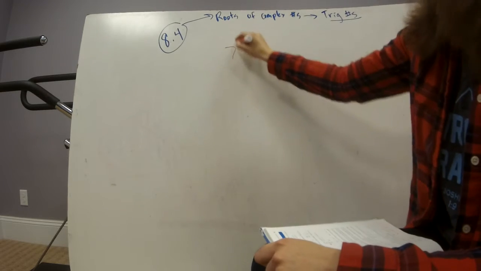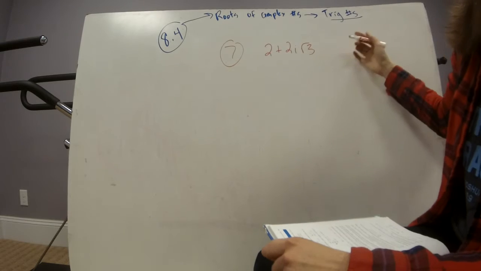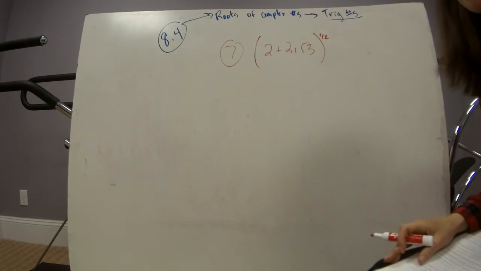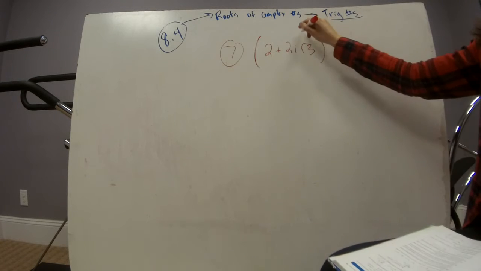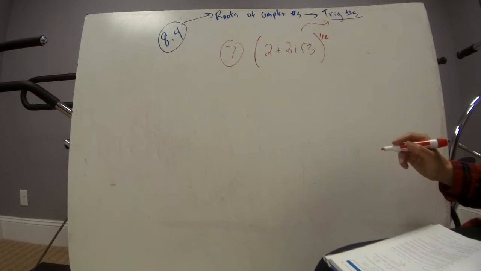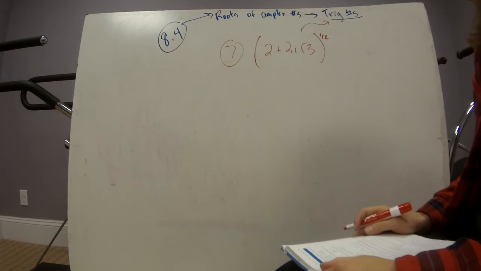So number 7 says 2 plus 2i root 3. And again, it wants square roots, so we're going to take this to the 1/2. And if you notice, there is no good way. You can't even FOIL that. There's no good way to do this except for using trig numbers, all right? Because you guys don't actually know how to take roots of i's. It actually is just the worst thing ever. And I would prefer to do it this way, actually.